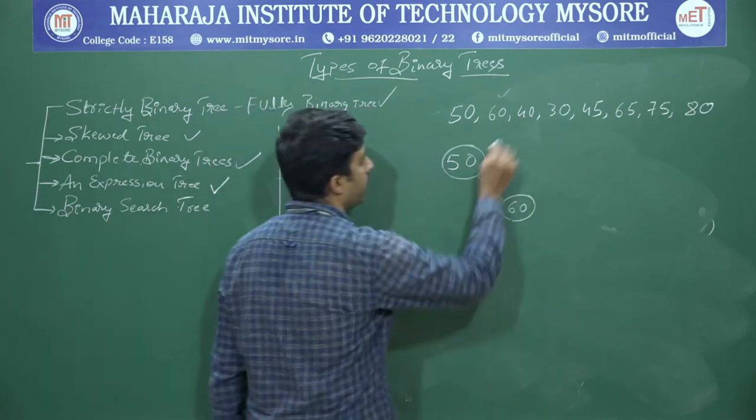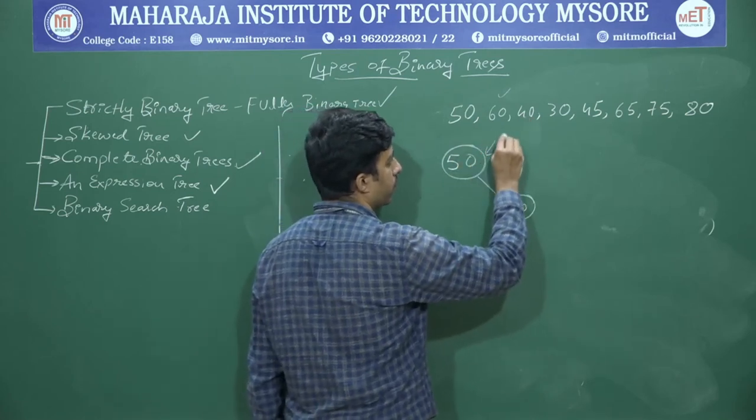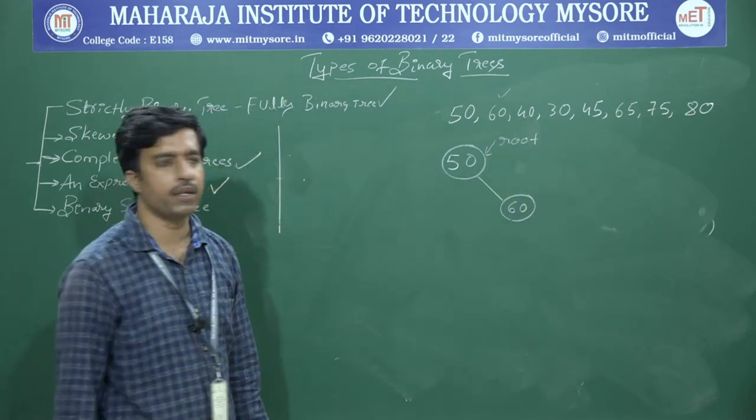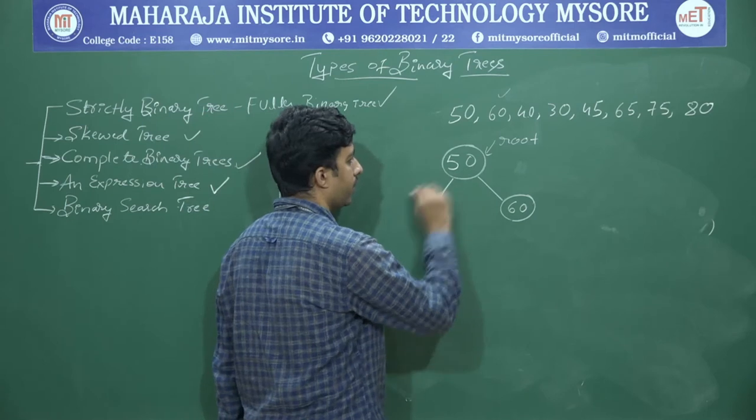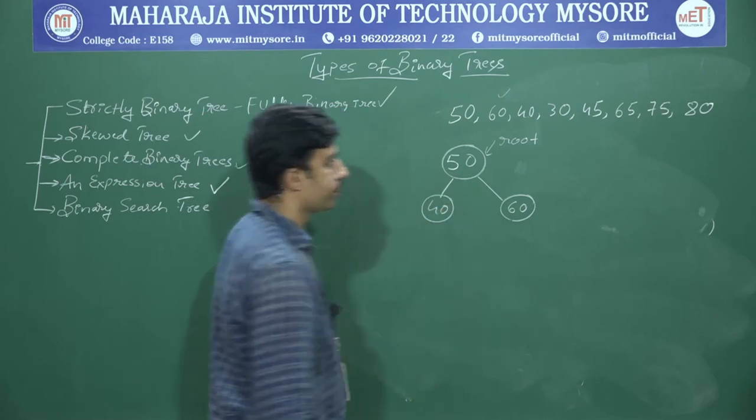Next we have 40. 40 is less than 50. It is checked from the root only. This is my root node. Check that one: 40 is less than 50, so it comes towards the left side of the root node.